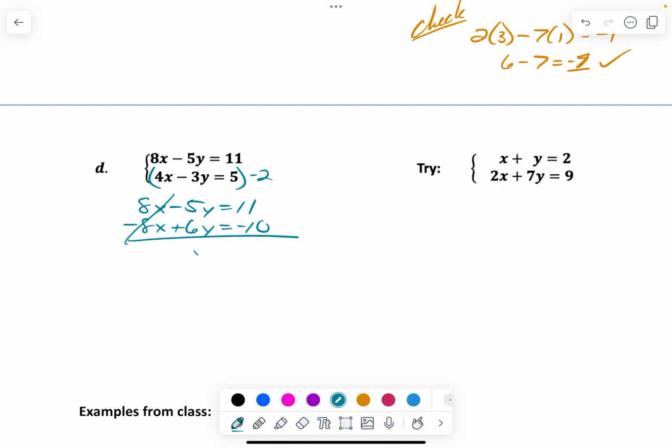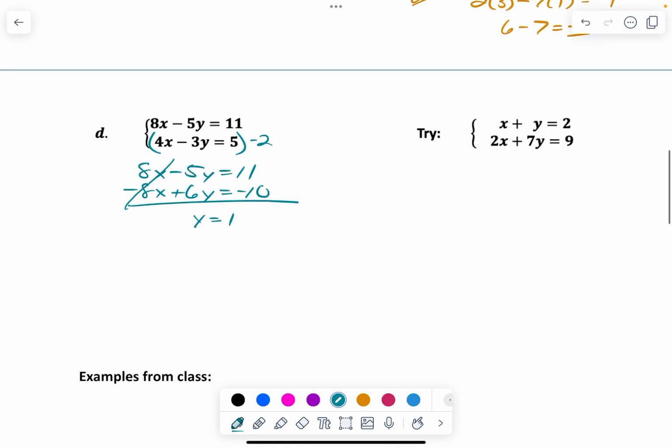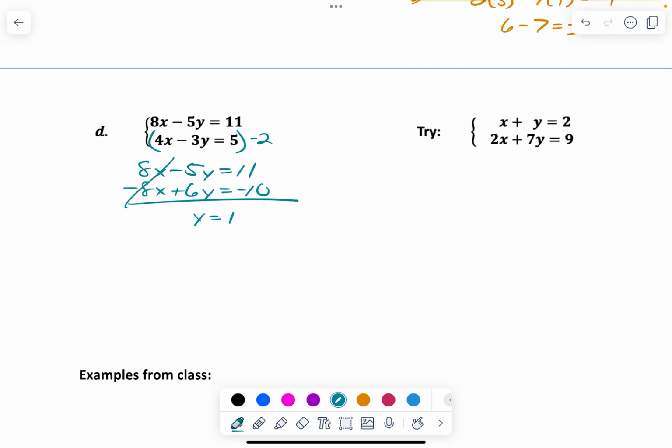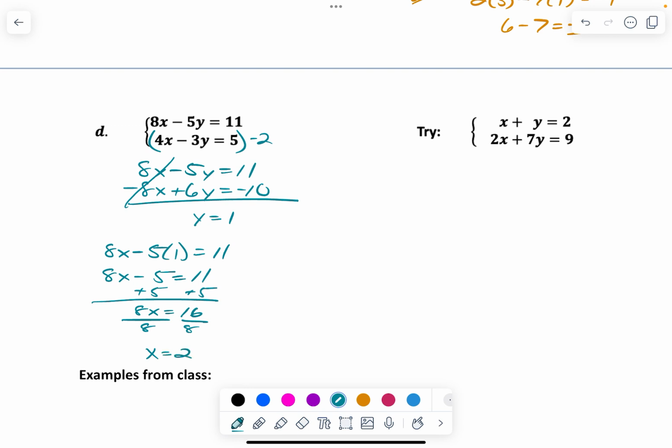Those cross out. Y equals 1. Now I'm going to use the first equation. 8x minus 5 times 1 equals 11. 8x minus 5 equals 11. Adding 5 to both sides, 8x equals 16. X equals 2. So (2, 1) is my solution. Check.